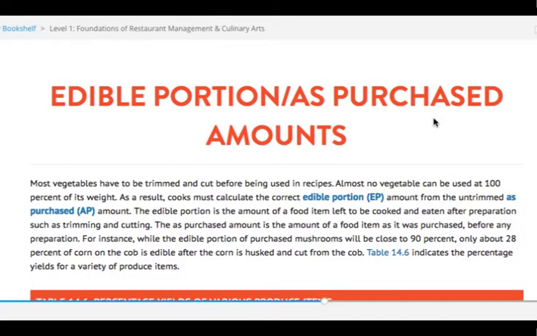Alright, so that concludes part 1 of chapter 14, Culinary Math. And it's just the introduction of how to use math in the kitchen, which includes converting recipes, scaling up, scaling down, figuring out edible portions versus the as purchased amounts. We will get into costing, which is the next section in this chapter, a little bit later. I just wanted to give you an overview of this part of the culinary math, because costing is a whole other animal and it's a little more intense.